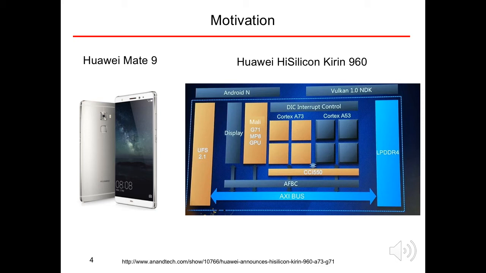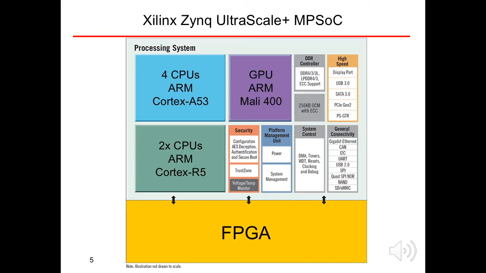And if you think this is not enough heterogeneity, look at this even more complex chip that includes two CPUs, one GPU, and an FPGA. So now the question is how to fully exploit this architecture and not die trying.